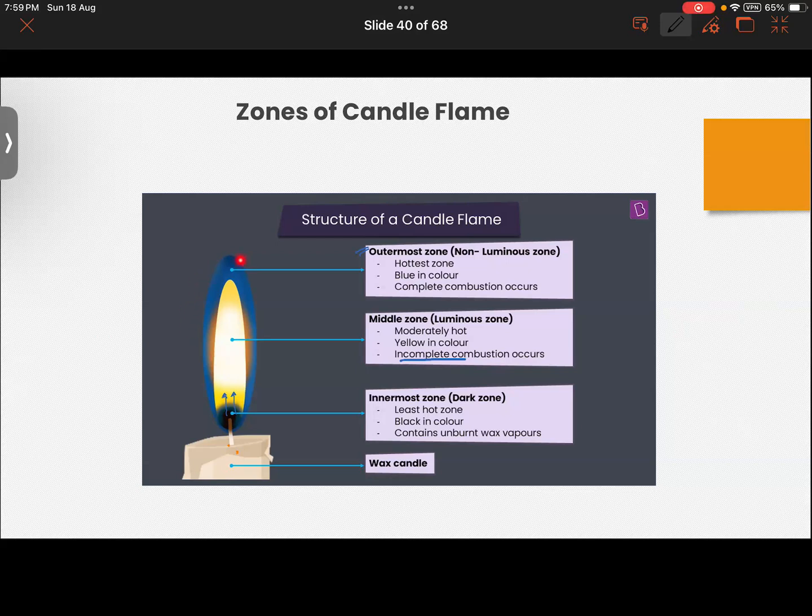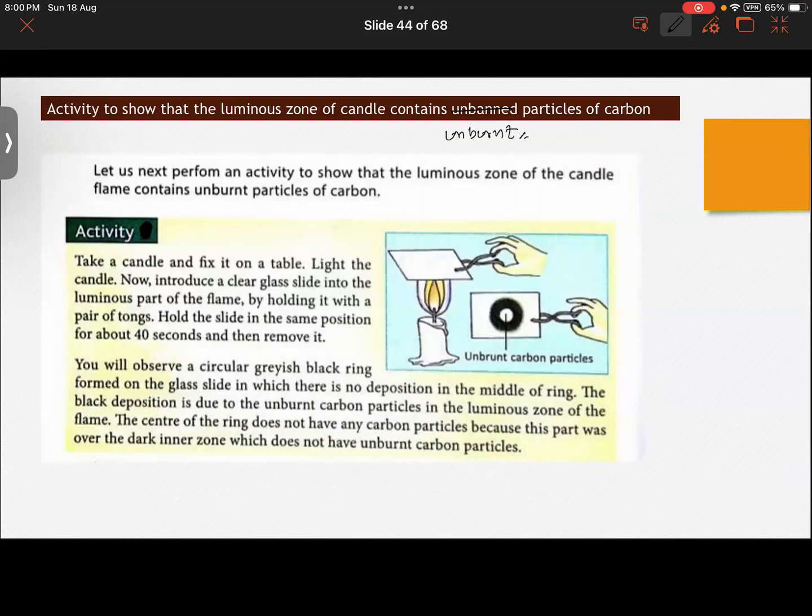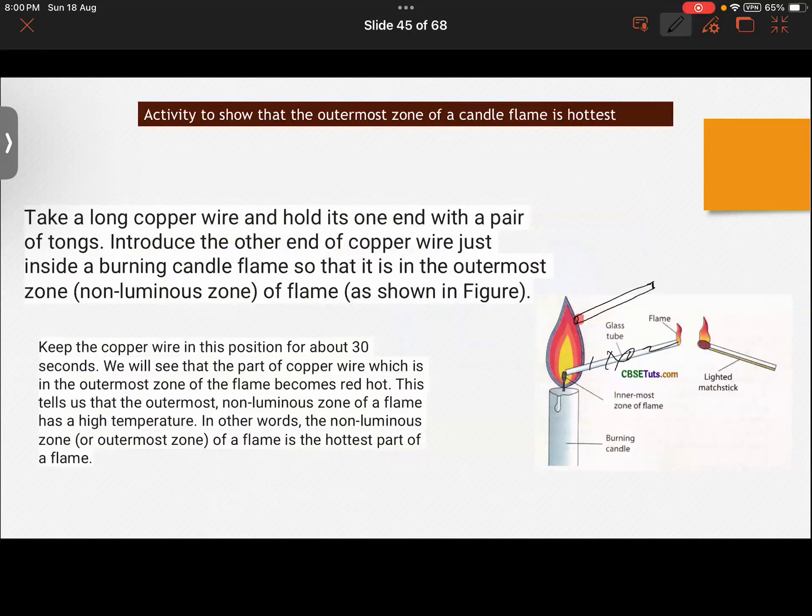Okay, now out of the three, which one is the luminescent zone? Which one is most luminous in nature? The brightest zone. It's the middle zone. Okay, that's good. I suppose the concept of the different zones of the candle flame is clear to you.